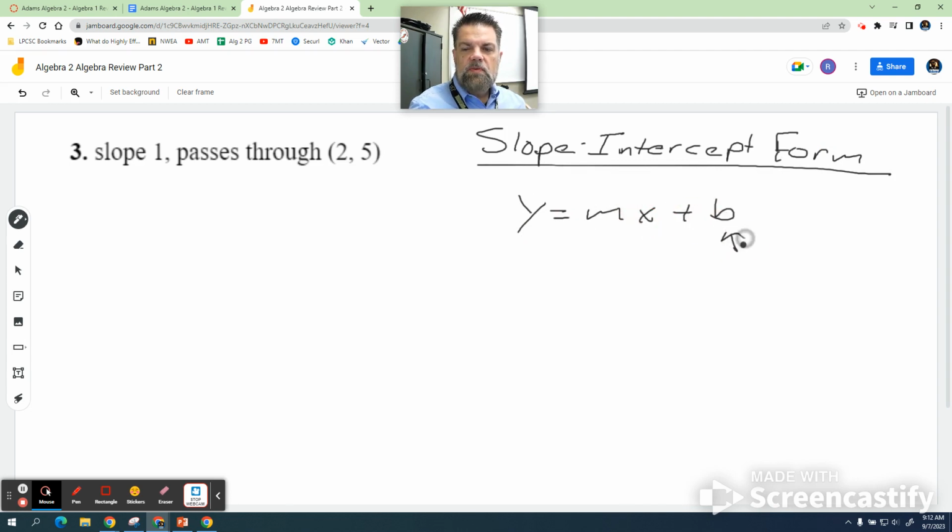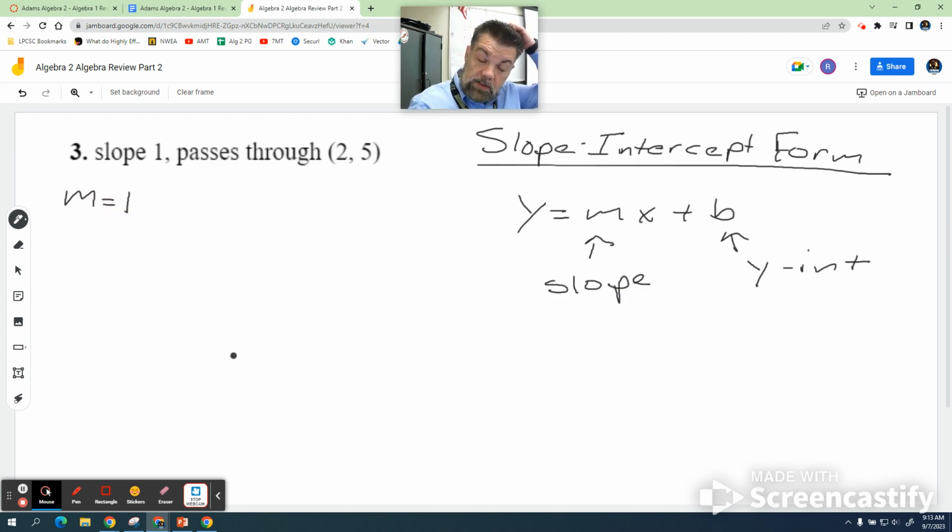B is what we call the y-intercept, and m is the slope. Okay. Whoa. All right. So we know that m is equal to positive 1. We don't know the y-intercept. So what did they give us? They gave us a point.